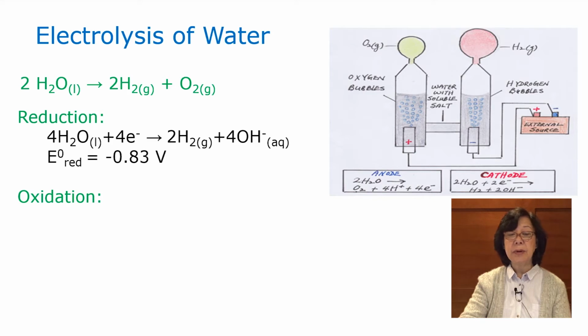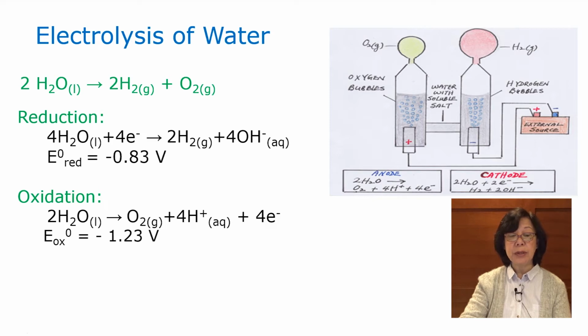In the anode compartment where the oxidation takes place, water is oxidized into oxygen, producing 4 moles of hydrogen ion, generating 4 moles of electron. The oxidation potential is negative 1.23 volts. When the two reactions are added up together, we have negative 2.06 volts.